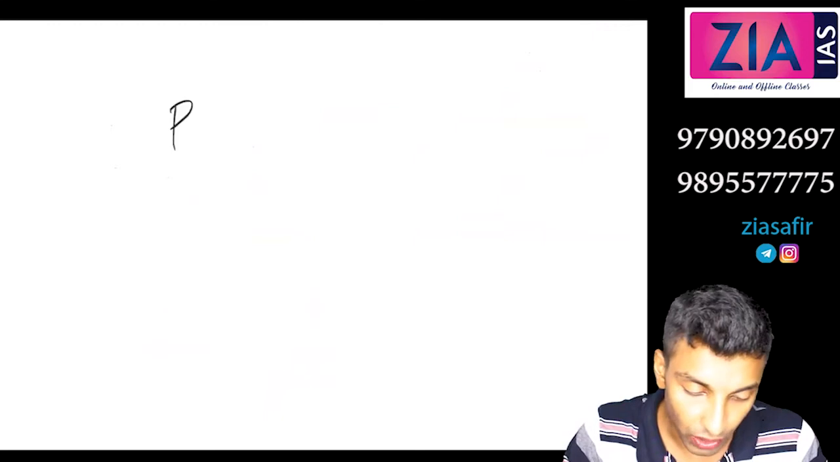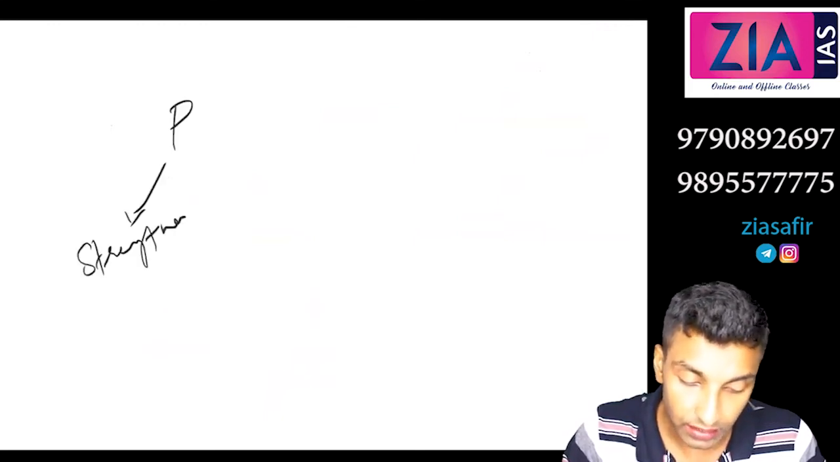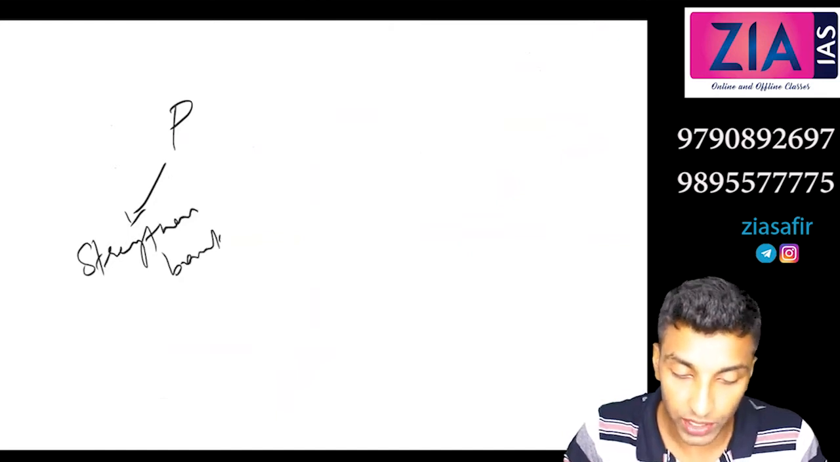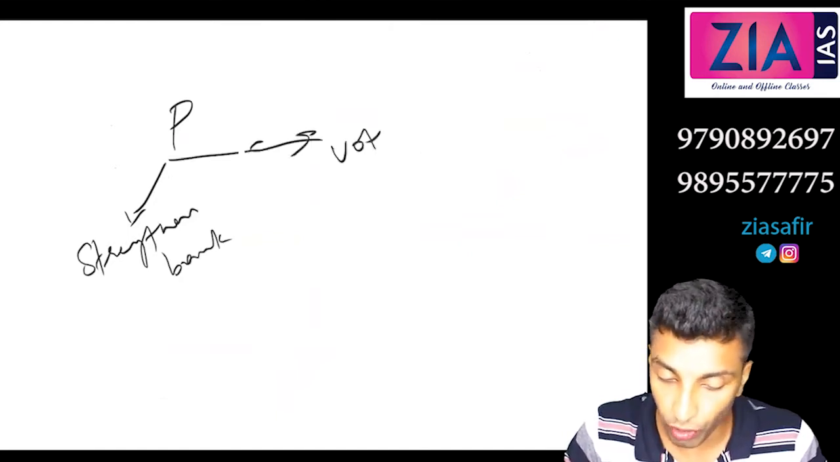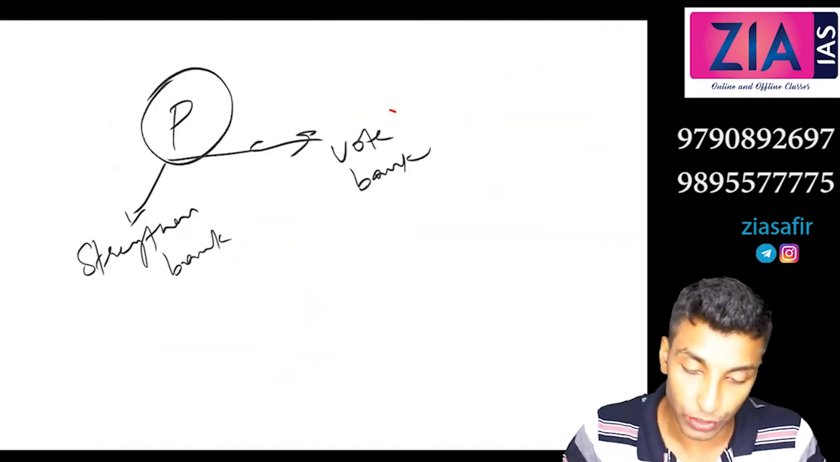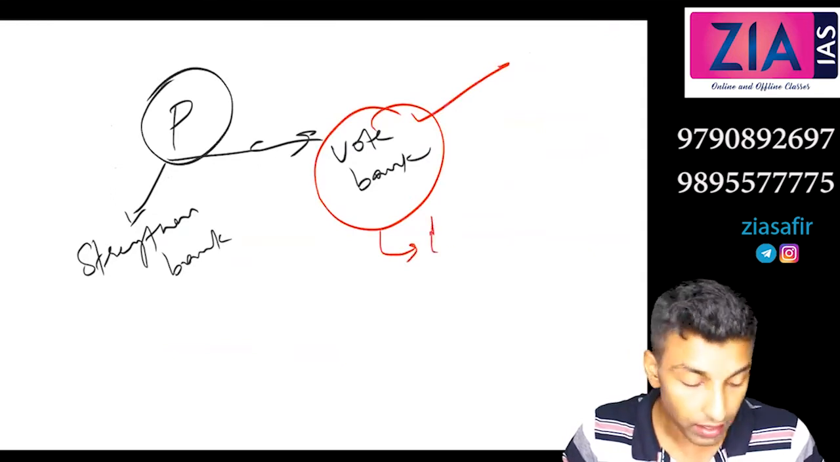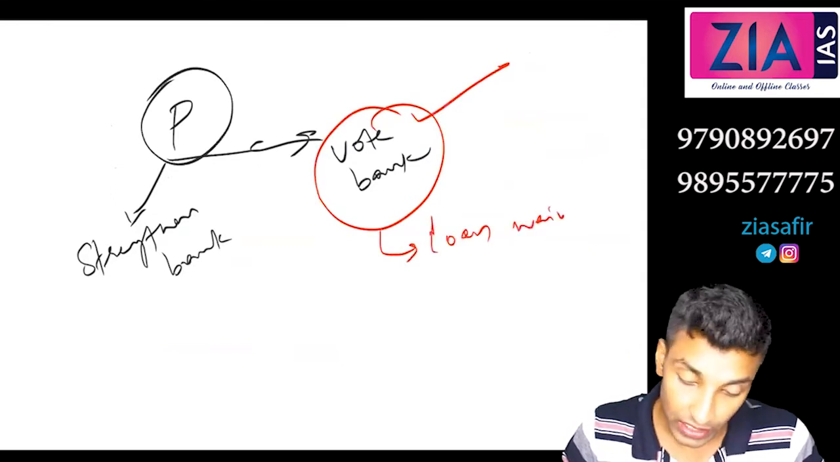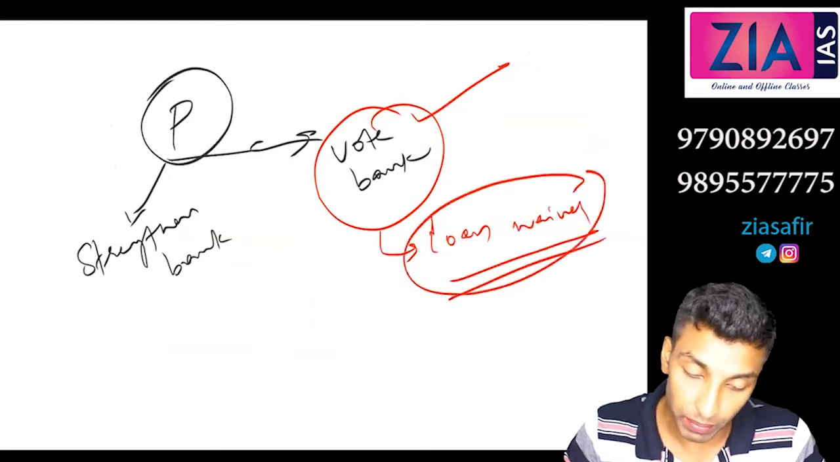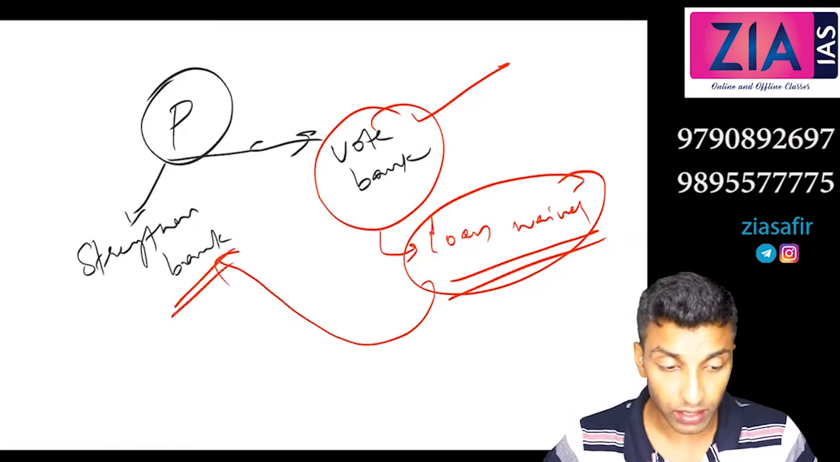See, you gave two options to the politician. One option is you strengthen the bank. The other option is you strengthen your vote bank. What the politician will see? The politician will be interested in this only. So if the politician is interested in this, what will be there? Loan waiver, right? So this is actually going to create problem for the bank, and that is also one of the reasons for the losses.